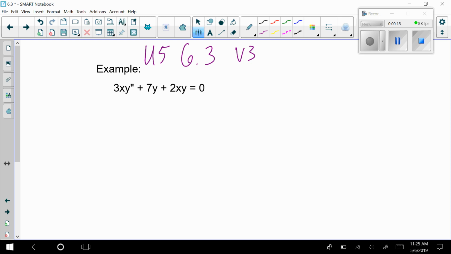And in this example, I see that 3x is my a sub 2 of x. Set that equal to 0, and I see that x equals 0. So that means all points are ordinary except for x equals 0. In this case, because it's a singular one again, we're going to go about x equals 0.